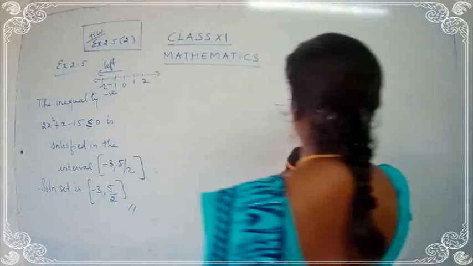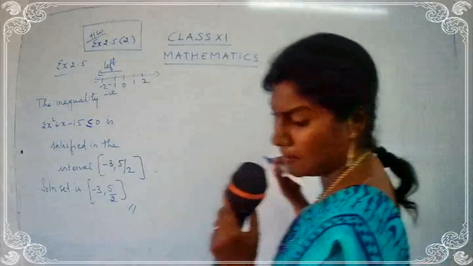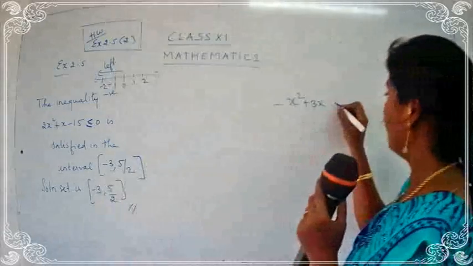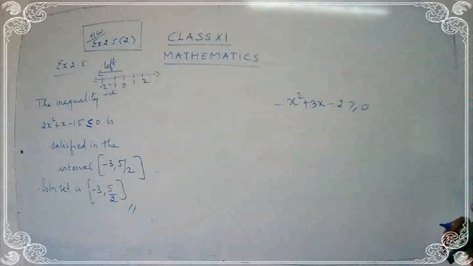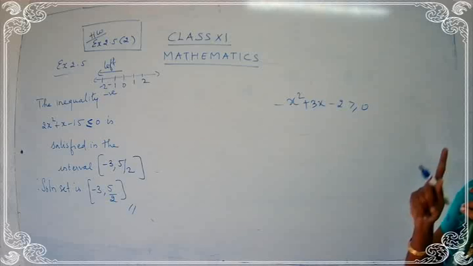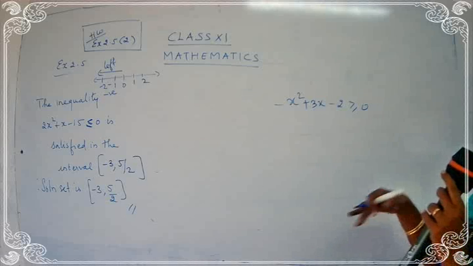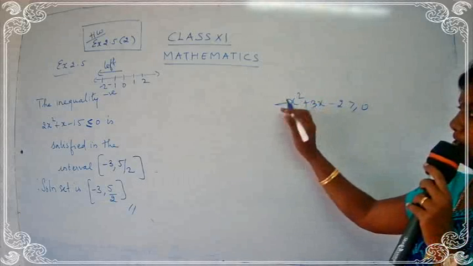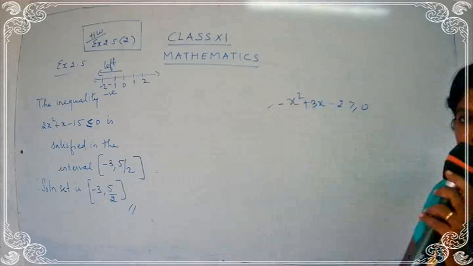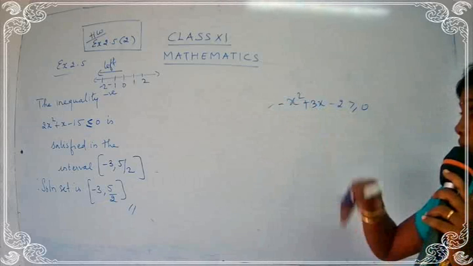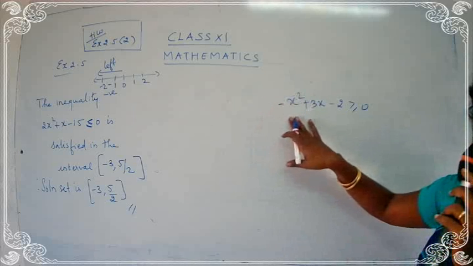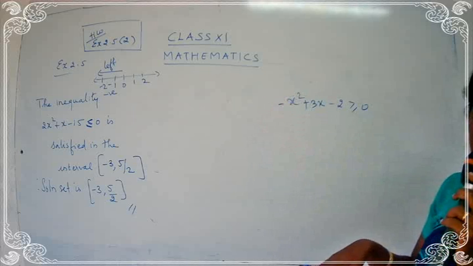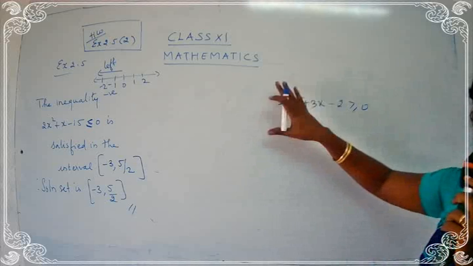It's minus x square plus 3x minus 2 greater than or equal to 0. This is very, very easy. Actually here we have to write one step extra, that's all, and remaining everything goes same. I have told you, do you remember children, don't keep the first term as negative. Try to change the sign of the first term. Try to keep it as positive.